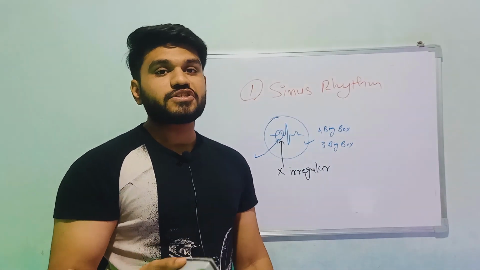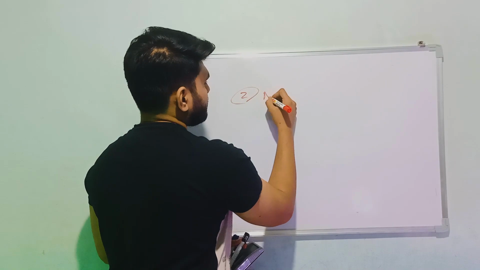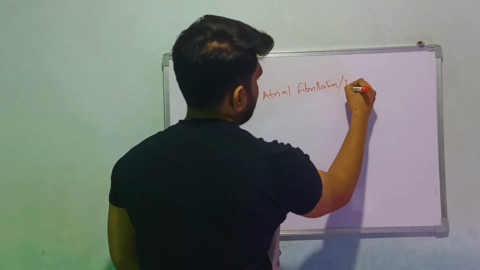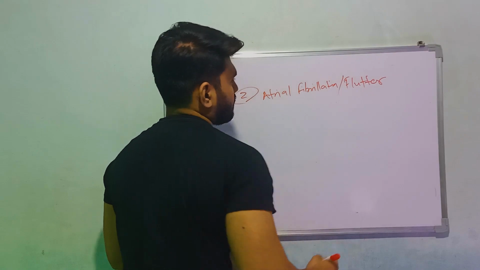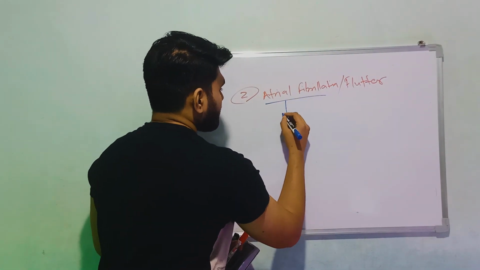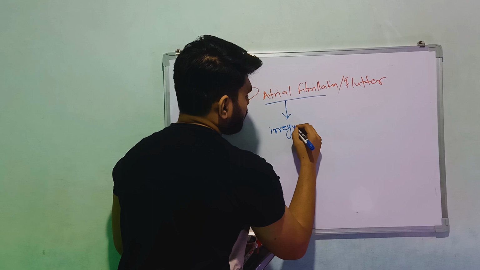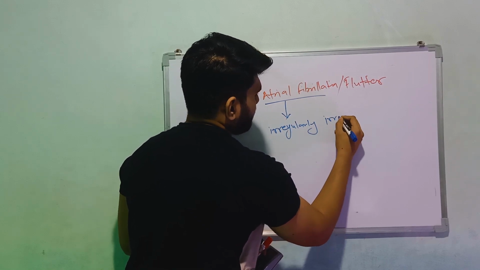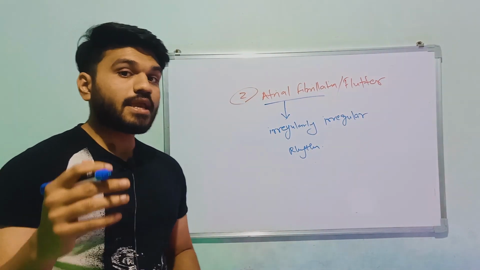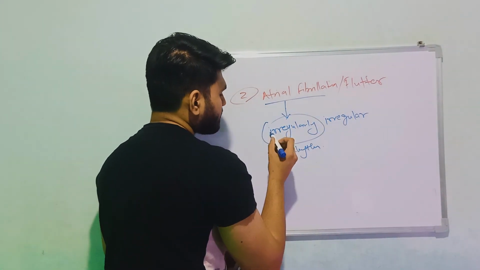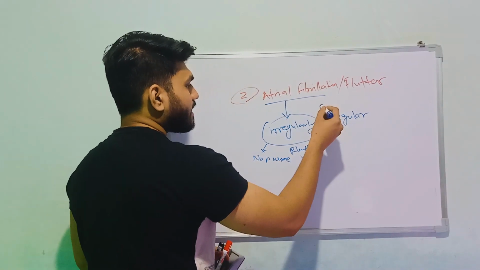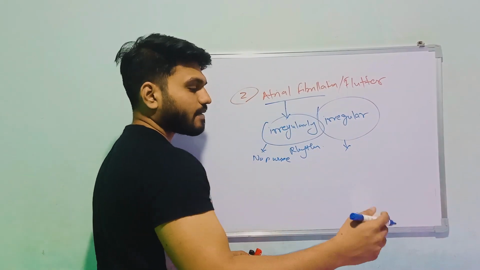So move forward to another arrhythmia, which is atrial fibrillation and atrial flutter. Second is atrial fibrillation / flutter. One thing you have to remember in atrial fibrillation is irregular rhythm. How do you identify irregular rhythm? Irregular means there is no P waves. Okay, there is no P waves. And irregular means it is not occurring in the same time duration.